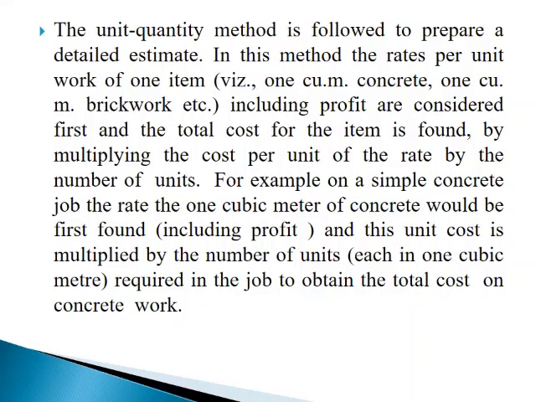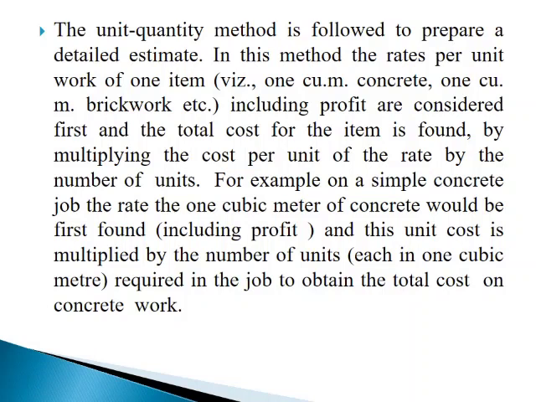First we consider the rates per unit work of one item including profit. Next, the total cost of the item is found. For that item the cost is found out. Then the cost per unit rate is multiplied by the number of units, which we will see in the measurement sheet.